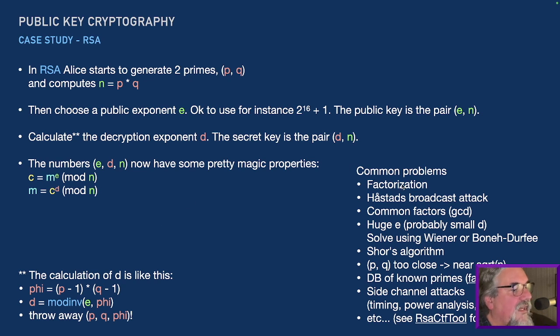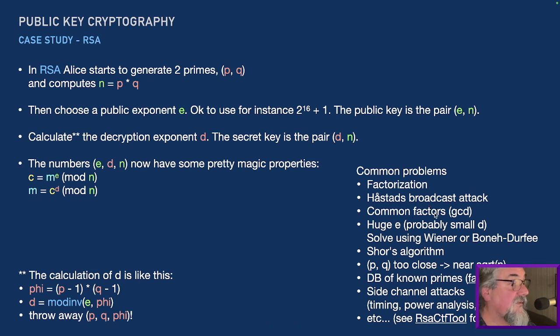That's called factorization, if you are able to calculate P or Q just by seeing N. Håstad's broadcast attack is a special case. You can check on Wikipedia, but basically, if I remember correctly, it's when you have two or three messages that are encrypted using the same... I don't remember, check on the internet. There are some special cases when Håstad's broadcast attack is applicable, but I don't remember exactly the cases now.